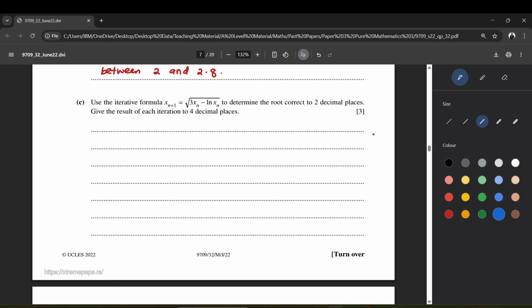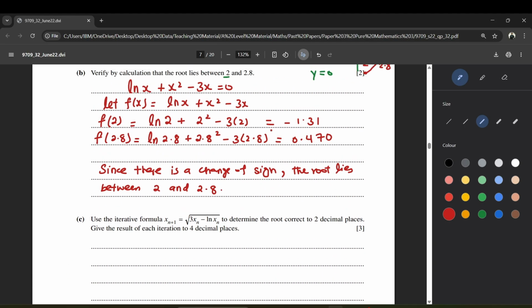All right. Now part C is: use the iterative formula x n plus 1 equals root of 3 x n minus ln x n. Here, first of all, we need to decide what our initial value is going to be. Because they haven't mentioned it, remember the best initial value that you can select is the midpoint of these two. So let x1 equal 2.4.